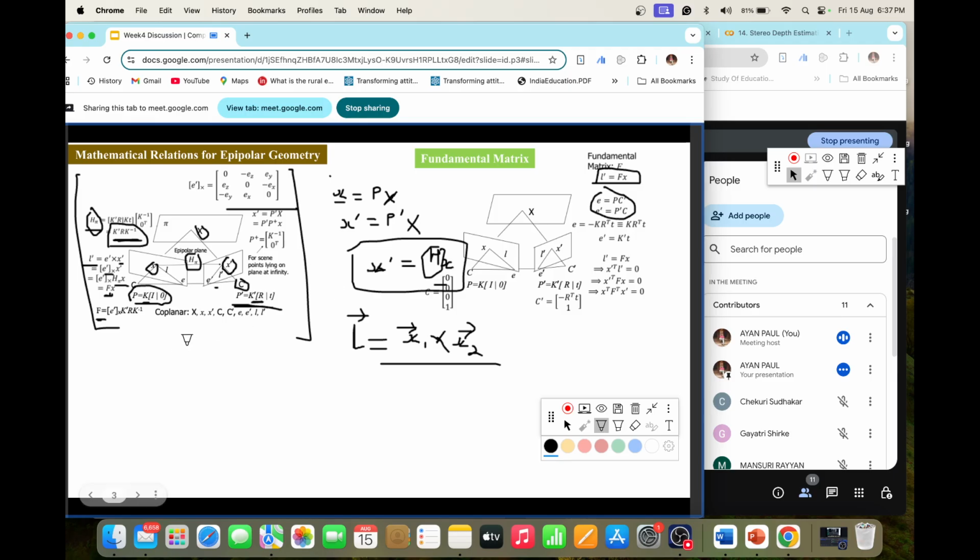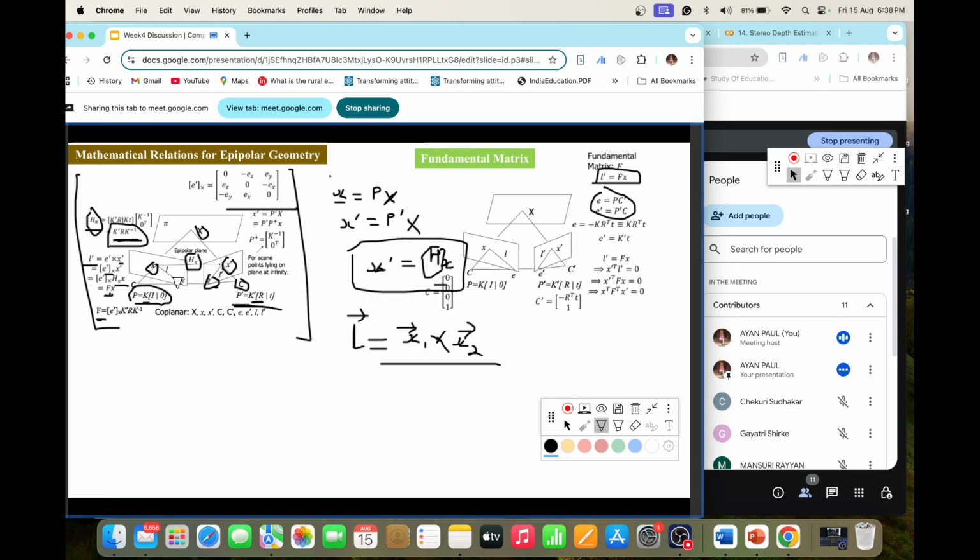That is very easy. E is nothing but the image of this point C in the left image plane. E dash is P dash C. That means the multiplication, or the image of this C with respect to this right image plane, that is E dash.